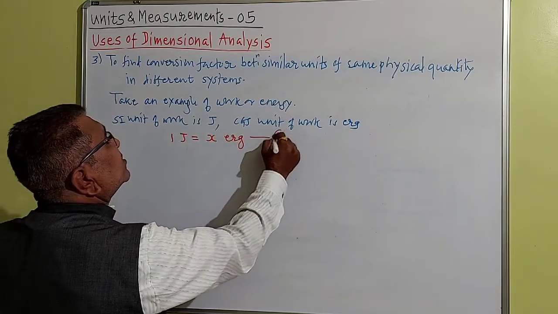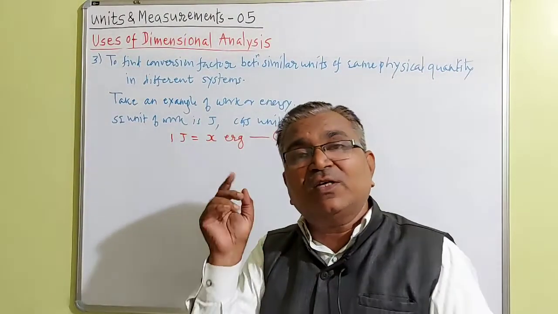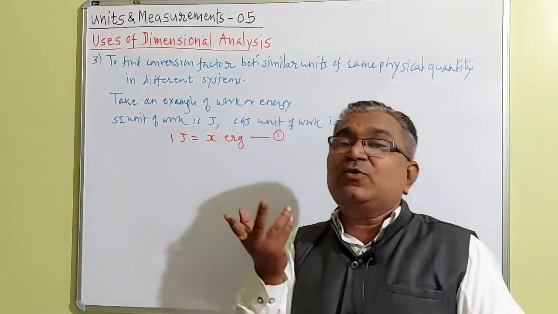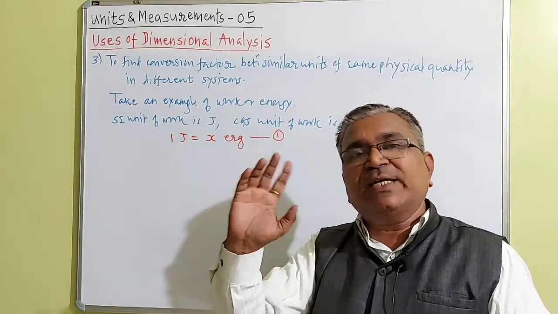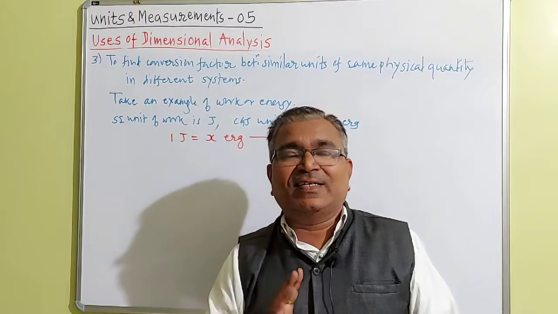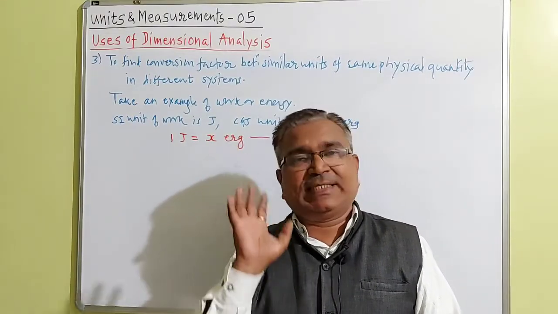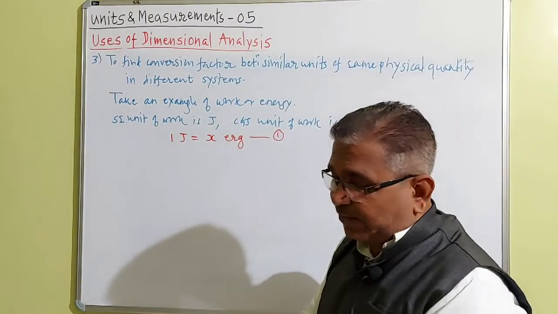So this is equation 1: 1 joule is equal to X erg. We don't know the relationship between joule and erg. This X is called the conversion factor, dear students, and we have to find the value of X. So how can we find it?